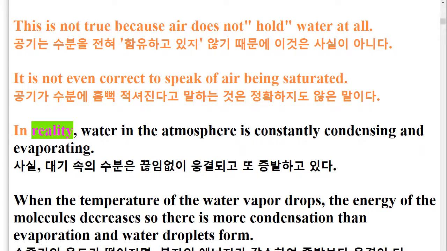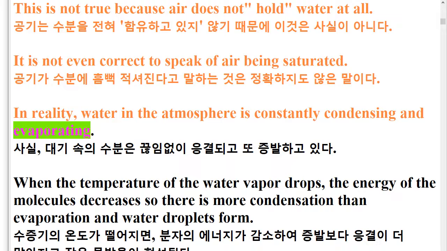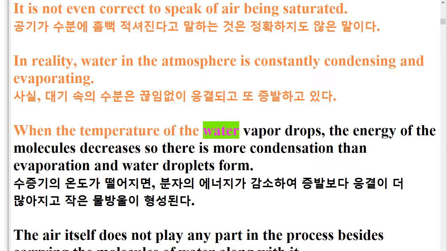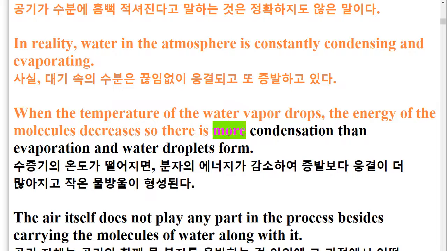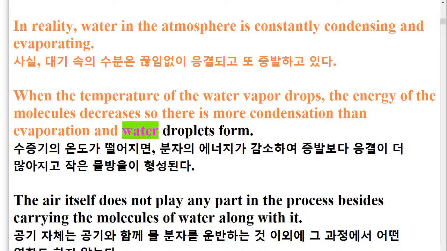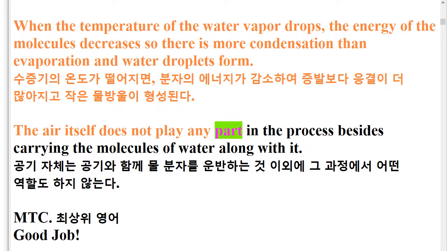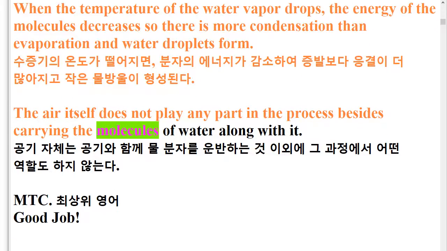In reality, water in the atmosphere is constantly condensing and evaporating. When the temperature of the water vapor drops, the energy of the molecules decreases, so there is more condensation than evaporation and water droplets form. The air itself does not play any part in the process besides carrying the molecules of water along with it.